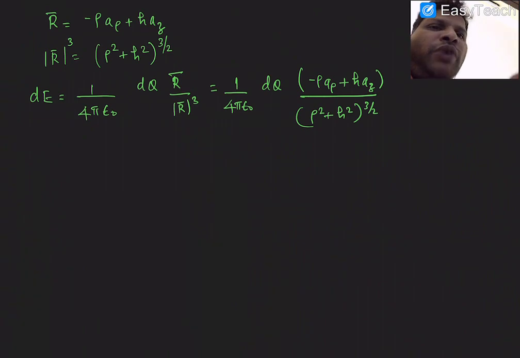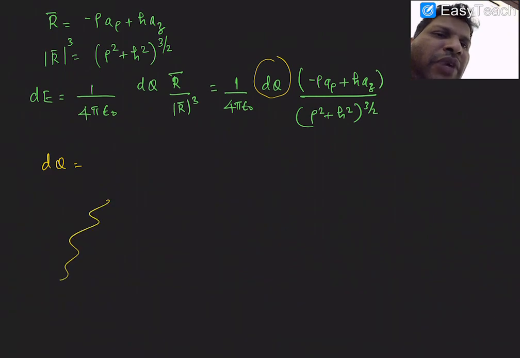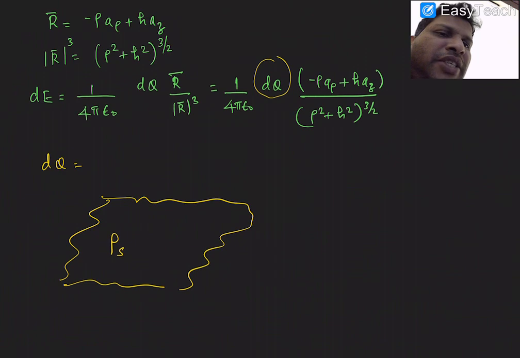Now what is my dq, because I have no idea regarding the term dq. This is my sheet of charge, and the sheet of charge has the charge density, that means the charge per unit area, given as rho s. So if I know this rho s, how do I find the charge dq in the small area ds?